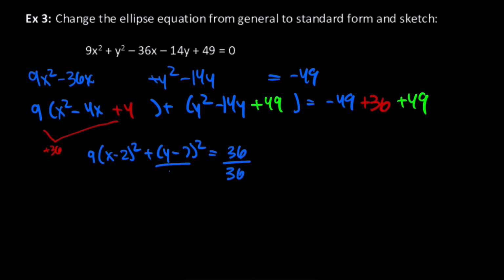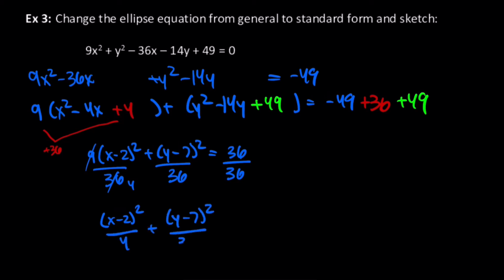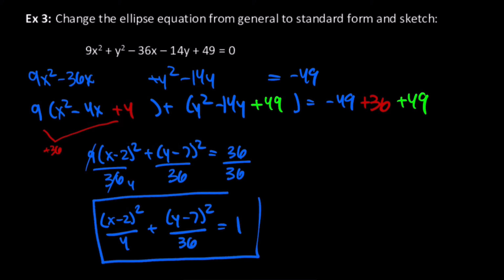Next, I divide by 36. And that will cancel. That goes in there 4 times. So here's your standard form equation: (x minus 2) squared over 4 plus (y minus 7) squared over 36 equals 1. Now the rest should be pretty straightforward.